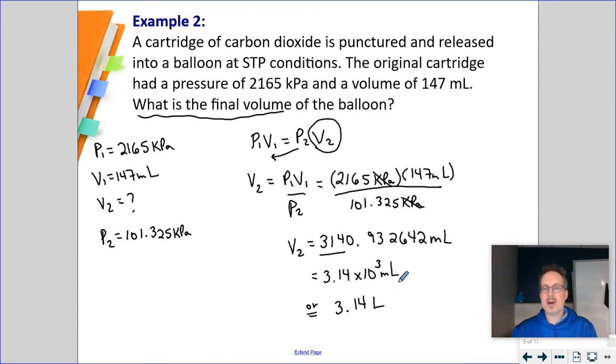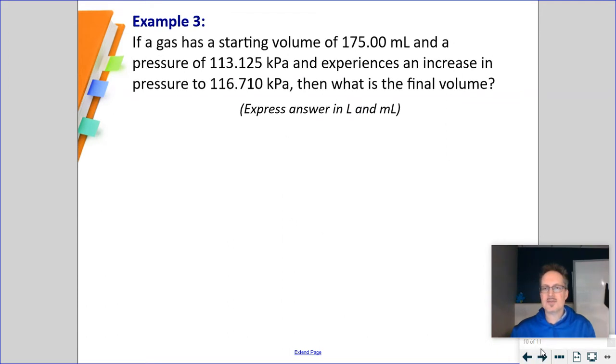Again, you get your third mark for correct answer with a unit in the correct number of significant digits. So 3 sig digs, 3 sig digs. Does the number make sense? Pressure went from 2,000 roughly to 101. Pressure went down by a lot. Volume goes from 147 to 3,140. As one went down a lot, the other one went up a lot. Okay, let's try another question.